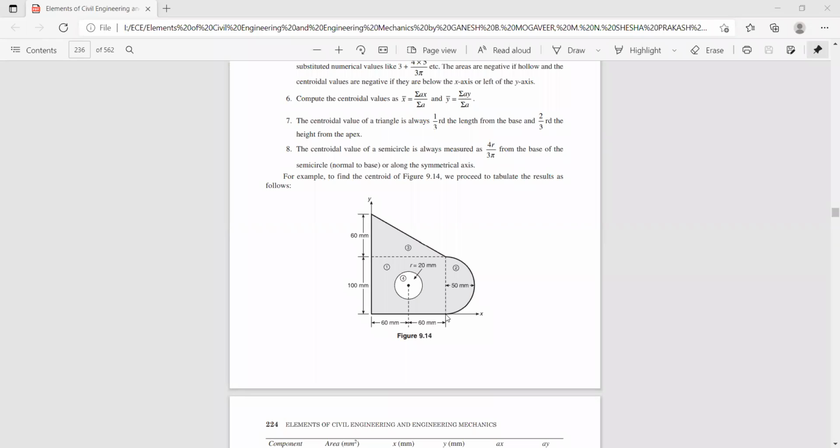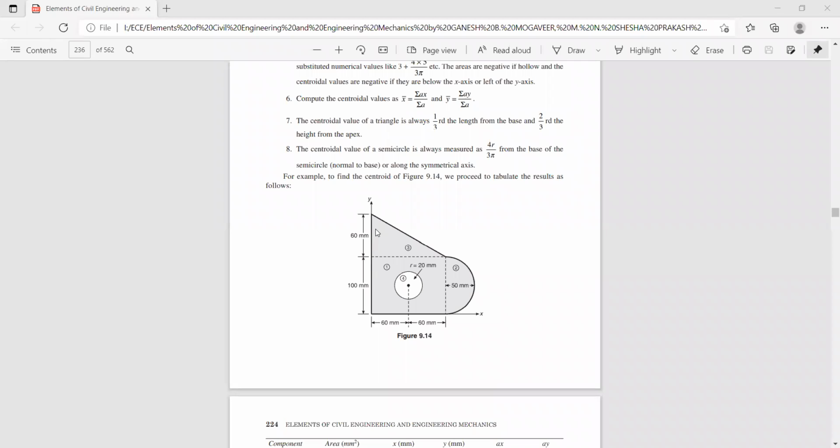And y2 is nothing but the radius of this semicircle. You can see here this semicircle is symmetrical about the x-axis. So hence y2 is nothing but the radius of the semicircle, which is 50 millimeters. Now y3 we want. So y3 is the centroid of the triangle, and this distance is h by 3. You have to measure from the x-axis, so 100 plus h by 3.